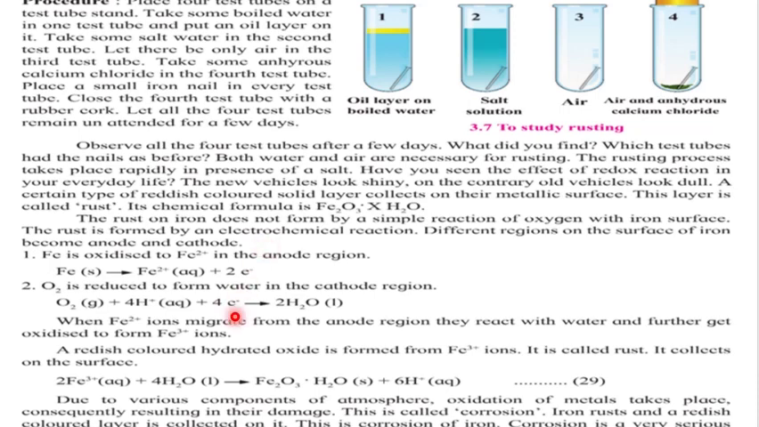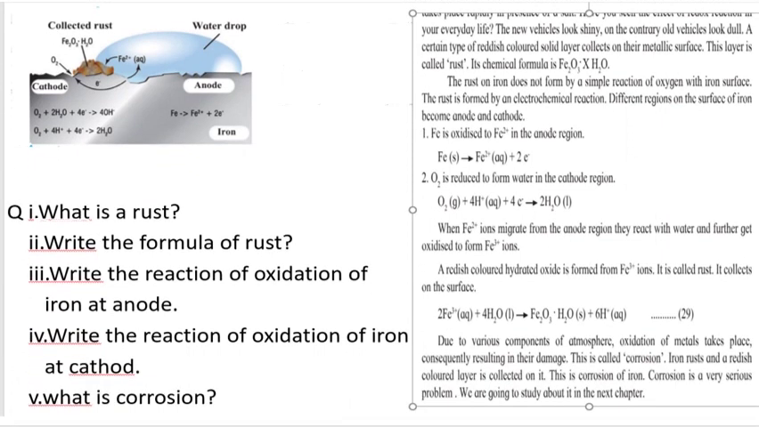Let us move to our next diagram based question. Here the questions are: what is rust? Formula of rust. What is corrosion? These three questions we already discussed in the previous slide. Now, write the reaction of oxidation of iron at anode and reaction of reduction at cathode. Friends, this is the most important diagram based question. It already came in the paper of 2020.